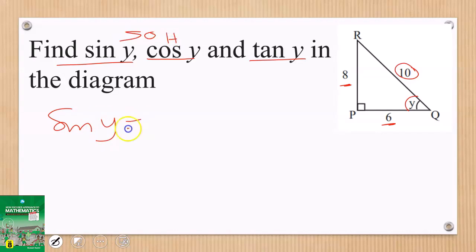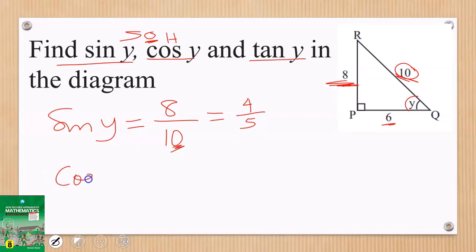Sine y will be equal to the opposite side of the angle, which is now 8, divided by the hypotenuse side, which is 10. This can be reduced to the lowest form as 2 divides the 8 as 4 and 2 divides this one as 5. So the answer becomes 4/5.